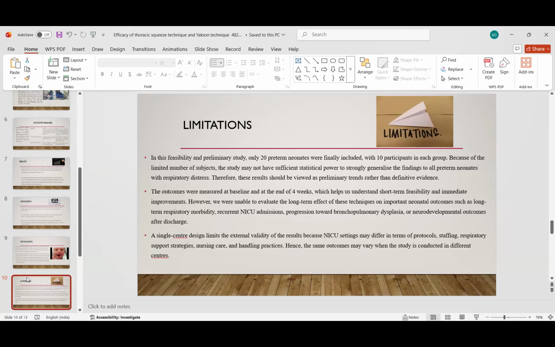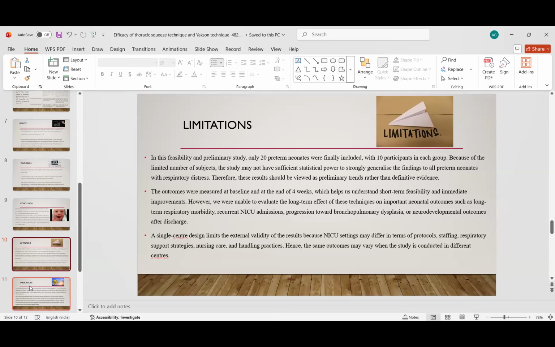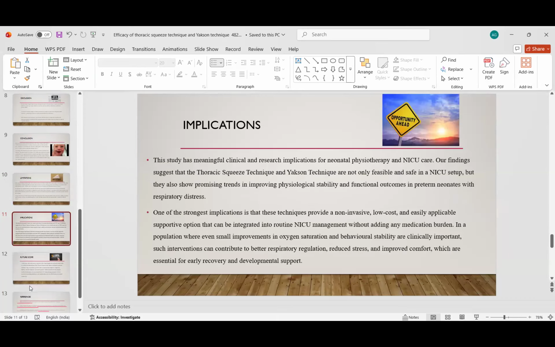The single-center design limits the external validity of the results because NICU settings may differ in terms of protocols, staffing, strategies, nursing care, and handling practices. Hence, the same outcome may vary when the study is conducted in a different center. So, the study has meaningful clinical and research implications for neonatal physiotherapy and NICU.